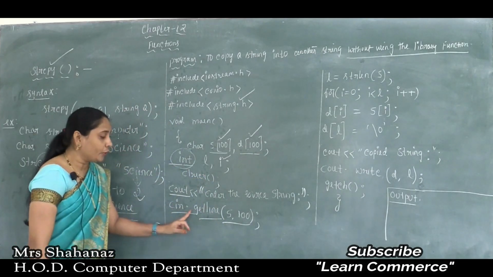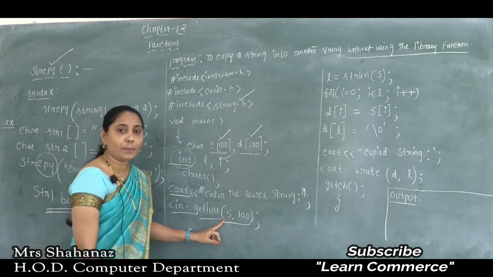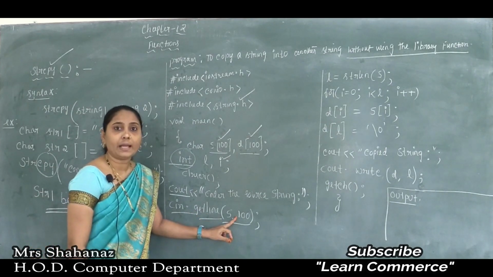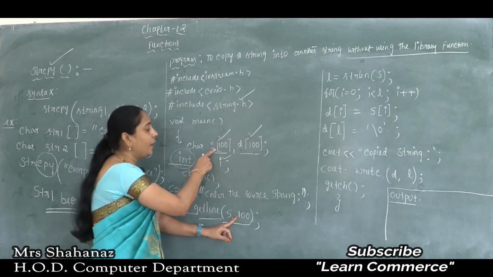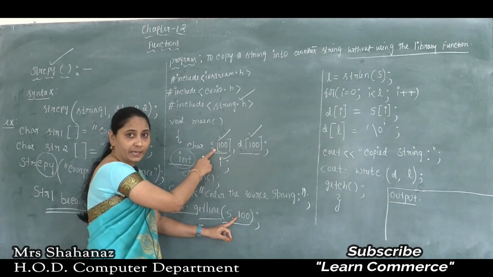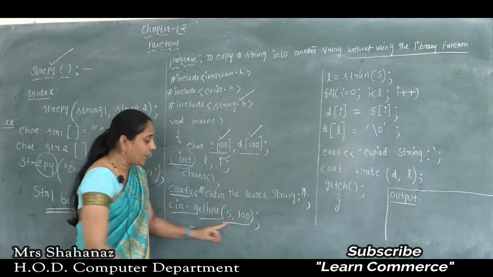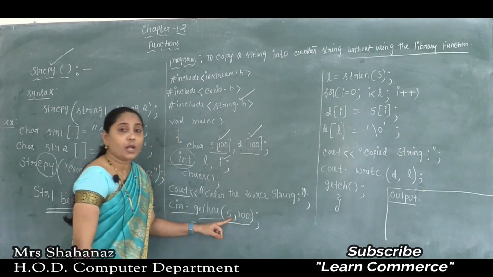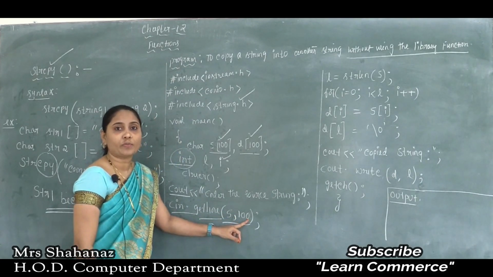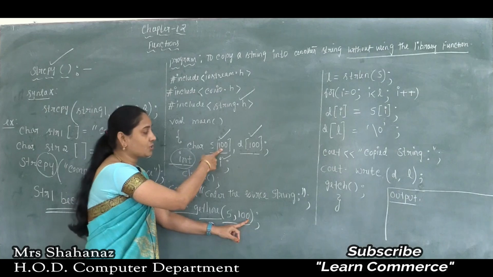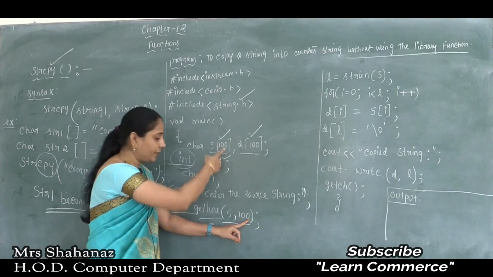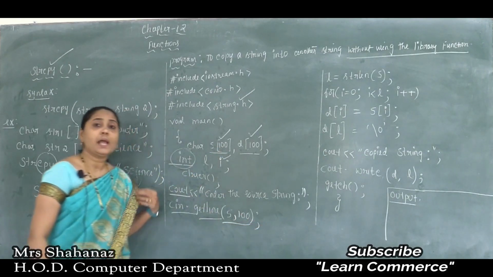So cin dot getline, opening of the bracket, s. As we know, str is the string name, the s name, that means it is the string 1, correct? Not the source string. So s, and next we need to use the comma, and then the size of the source string. What's the size of the source string? The size is 100, closing of the bracket and the semicolon.